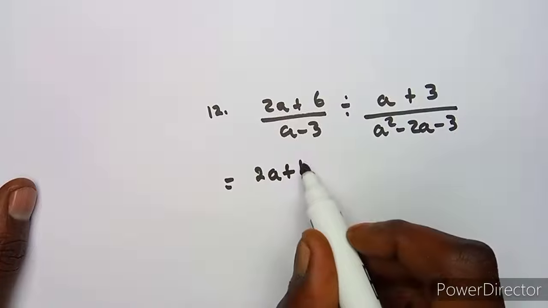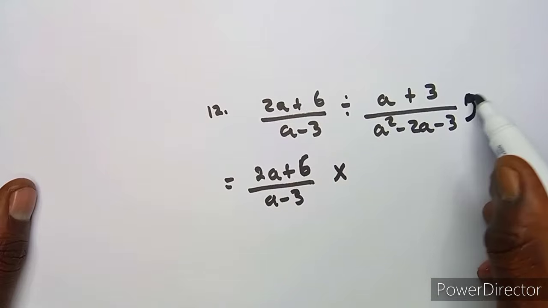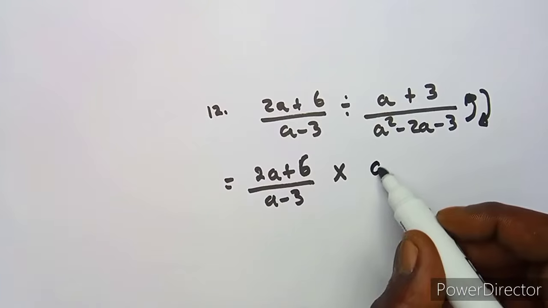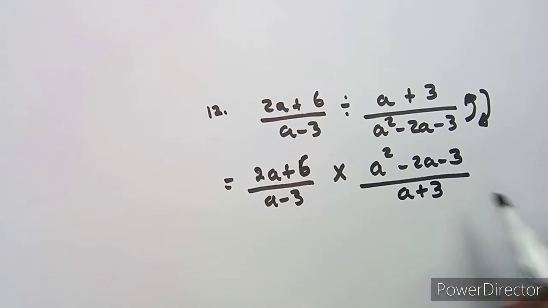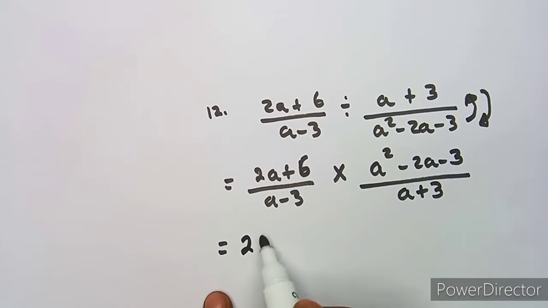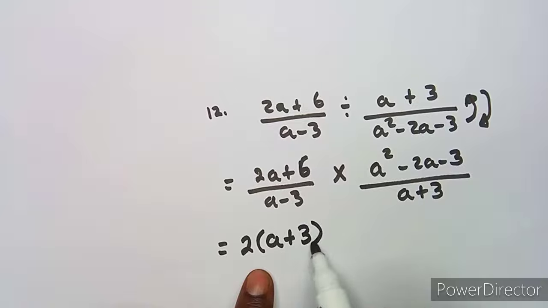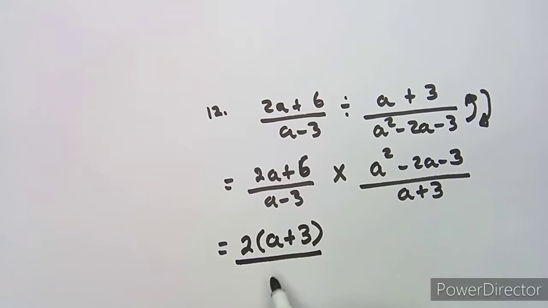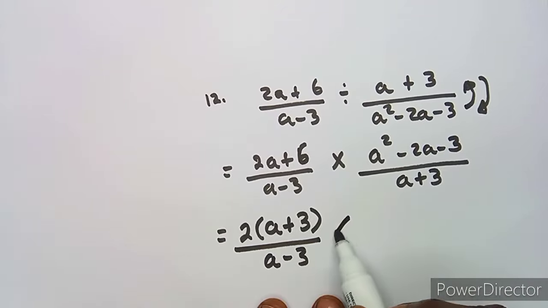So remember, the moment you introduce multiplication, you are going to invert the second fraction, that is interchange. So it's going to be a squared minus 2a minus 3 over a plus 3. So working with the expressions, you're supposed to know the type of expression that you are working with. You are working here with a linear expression, so you can factor out 2, which is common. So 2a divided by 2, that is a, plus 6 divided by 2, which is 3. Everything over a minus 3, there's nothing that I can do on this part, so just leave it like that. Maybe you can just open a bracket, it's fine.